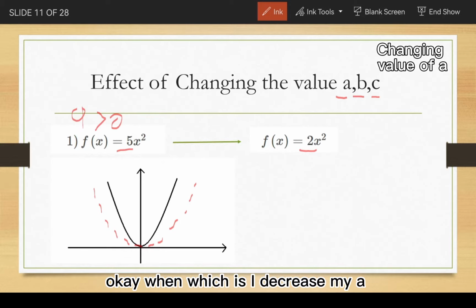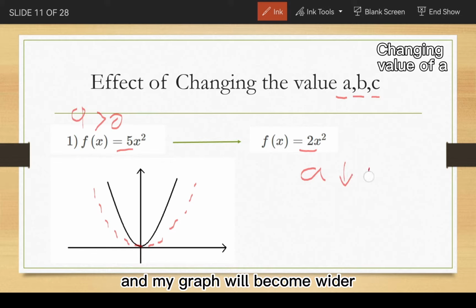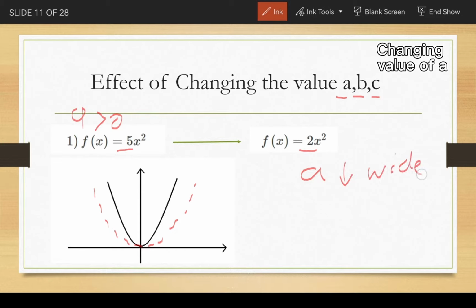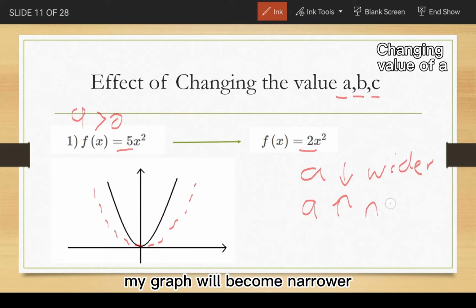Okay, if I decrease my a, my graph will become wider. In another way, when my a increases from 2x squared to 5x squared, my graph will become narrower.